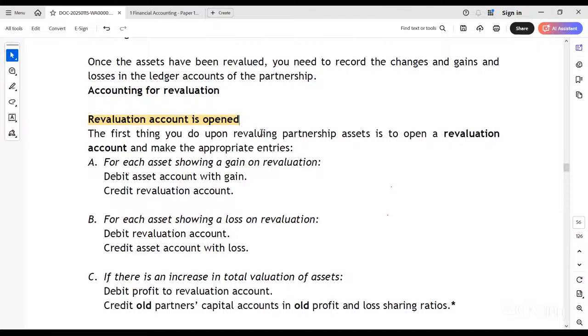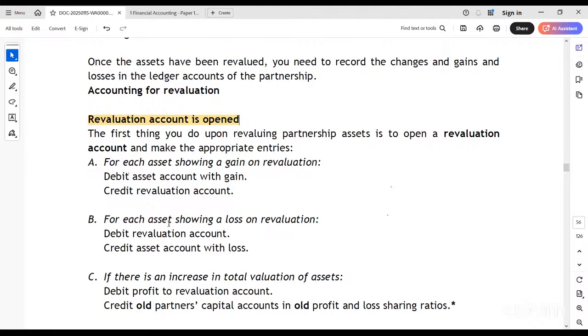Then what if it's a loss? Because sometimes you revalue the assets and you come up with a loss. If it's a loss, then we debit the revaluation account and then credit the asset account. If the asset has been revalued with a loss, we do the reverse.